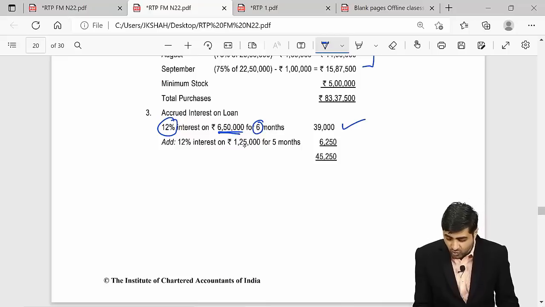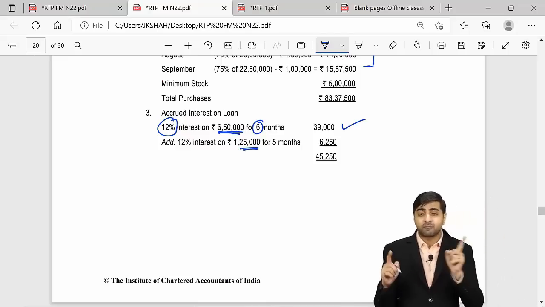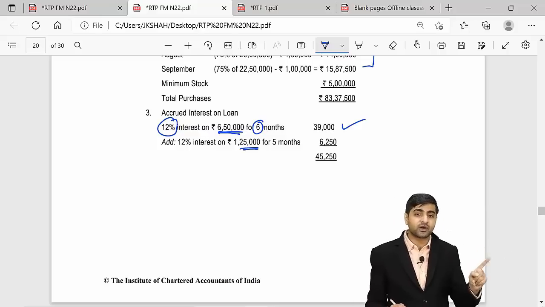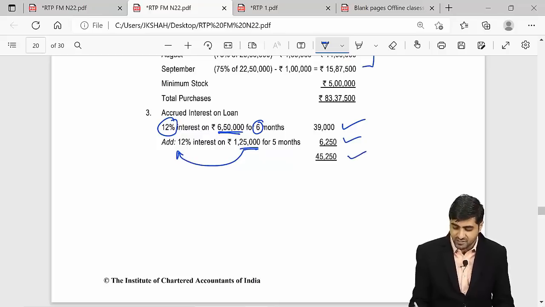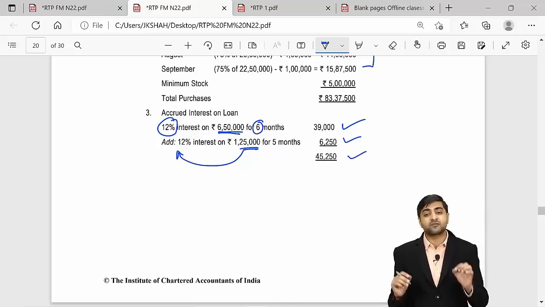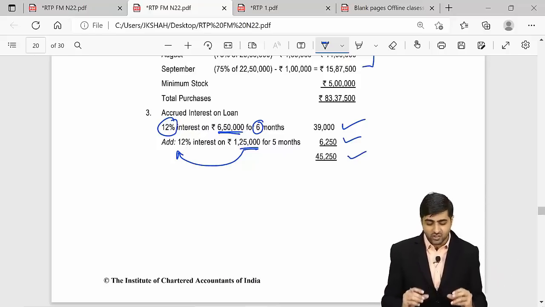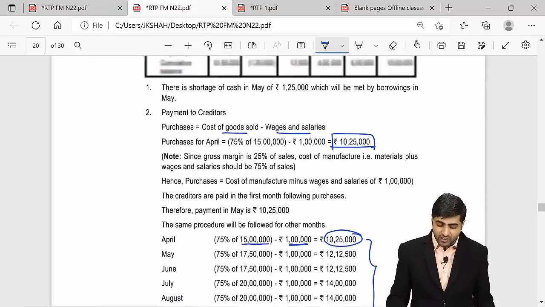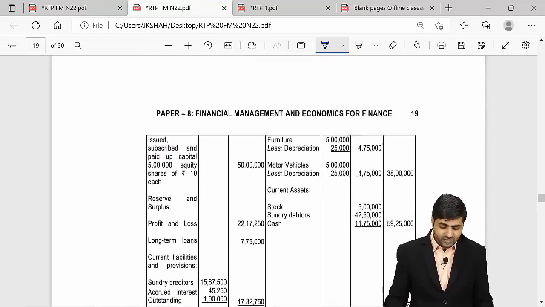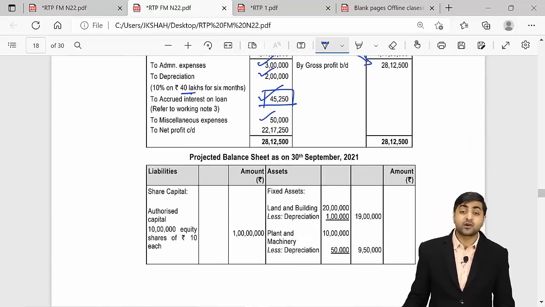And whatever is your loan taken, 1,25,000, that is taken in the month of May. So that is going to be for the period of 5 months. So 1,25,000 at the rate of 12% for 5 months will give you 6,250. So the total will come as 45,250. So that is going to be your interest on loan together, 45,250. And this 45,250 will be forming part of your P&L account debit side as 45,250.